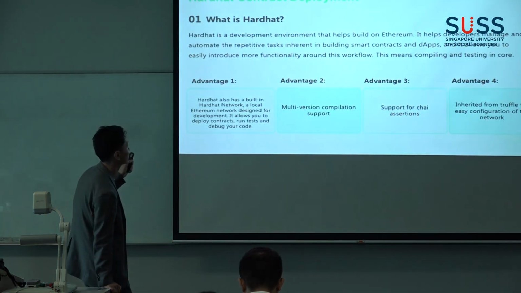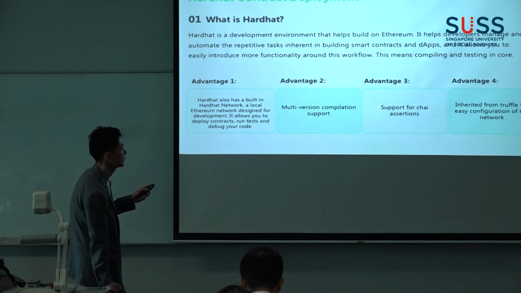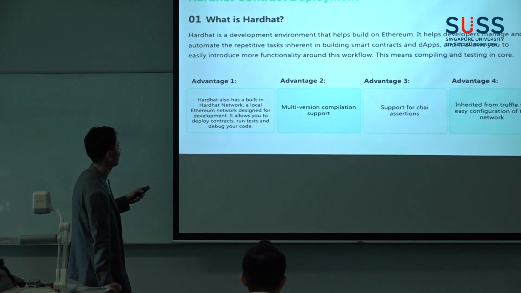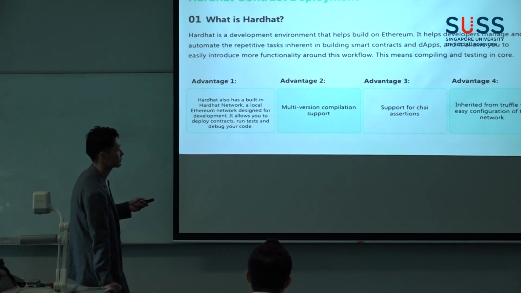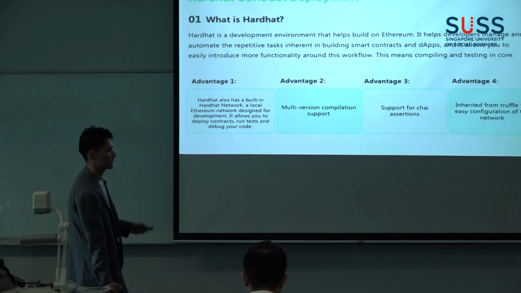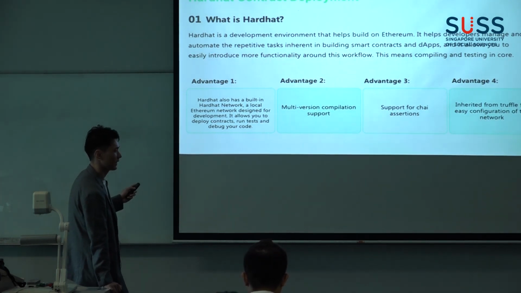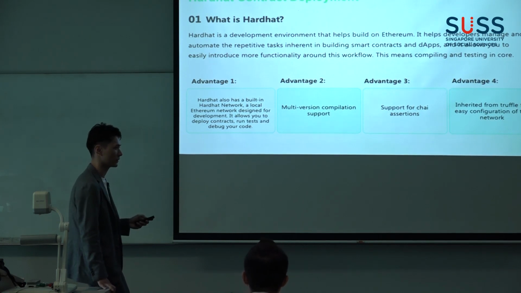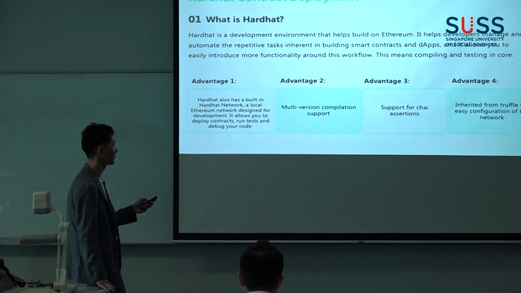So Hardhat is a development environment that helps build on Ethereum. It helps developers manage and automate the repetitive tasks inherent in building smart contracts and dApps. And it allows you to easily introduce more functionality around the workflow. This means compiling and testing code. Hardhat was the pioneer in having console output for debugging, the console.sol.